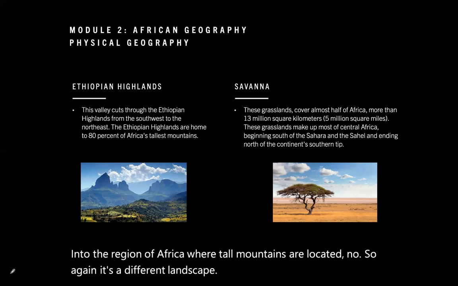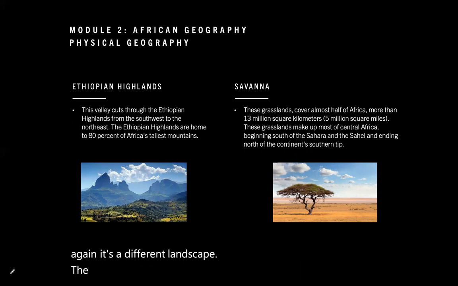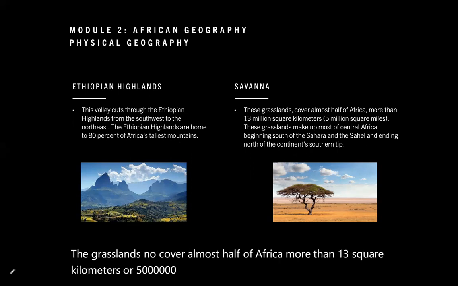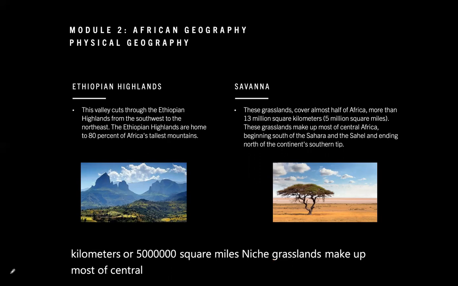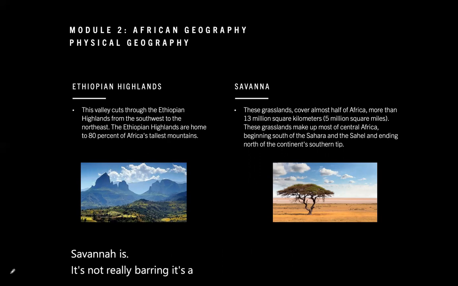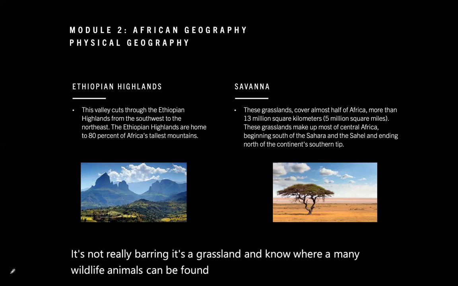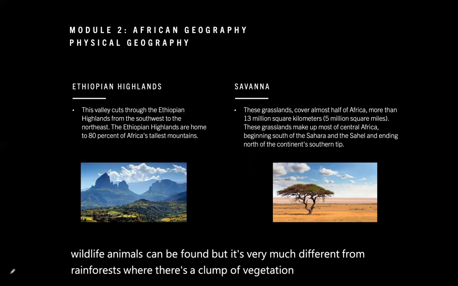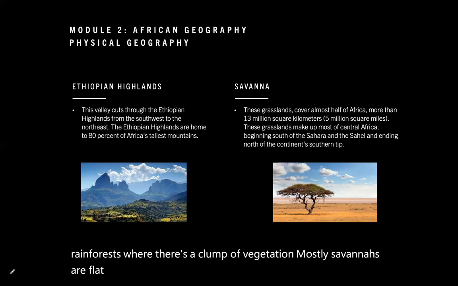Then you have the savanna. The grasslands cover almost half of Africa, more than 13 million square kilometers, or 5 million square miles. These grasslands make up most of Central Africa, beginning south of the Sahara and the Sahel and ending north of the continent south of there. So basically, savanna is not really barren. It's a grassland, where many wildlife animals can be found. But it's very much different from rainforests where there's a clump of vegetation. Mostly savannas are flat and you can count the trees that exist.